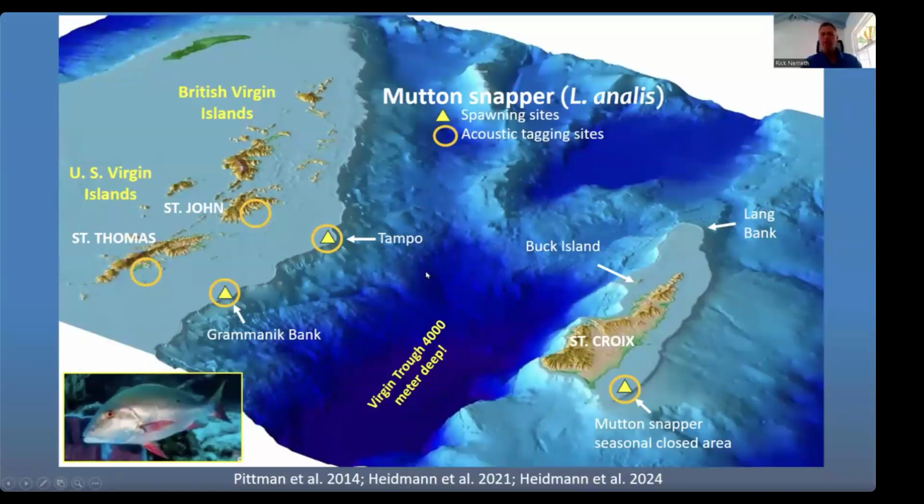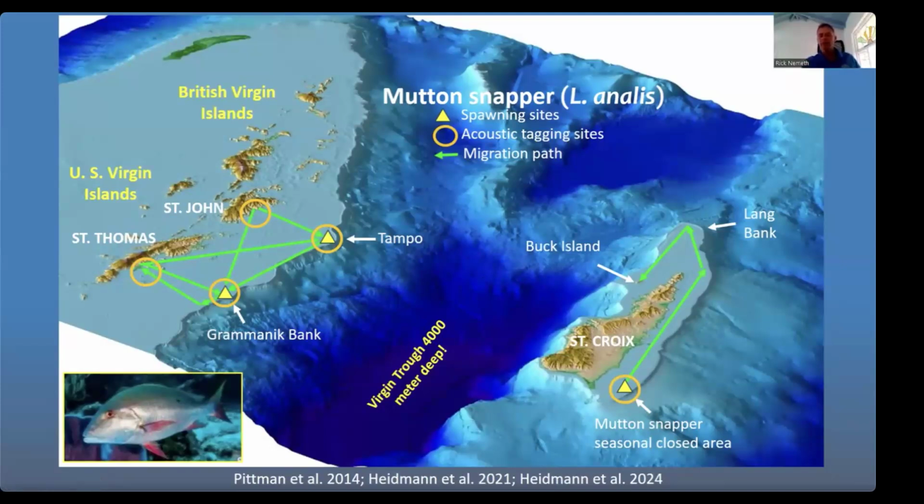We observed some very interesting movement patterns that provide critical information for management. For example, on St. Croix, the green arrows show the migration pathway of one tagged mutton snapper that traveled over 50 kilometers from the spawning site and was detected at receivers on Lang Bank and around Buck Island National Monument. This seems to suggest that there may be only one mutton snapper spawning site on St. Croix. More interesting, from several tagging studies around St. Thomas and St. John, we found that mutton snapper traveled over 50 kilometers.